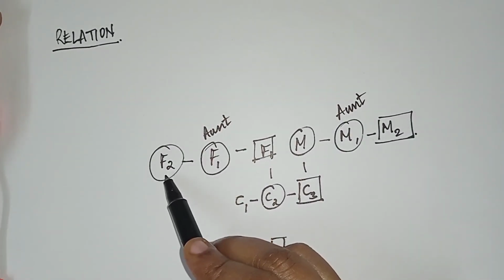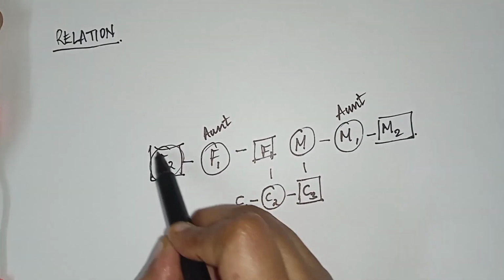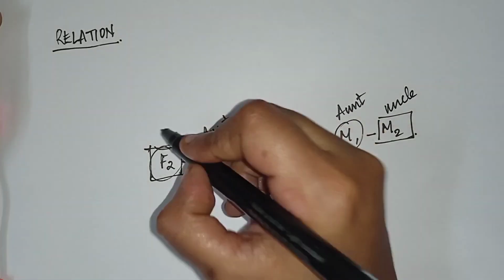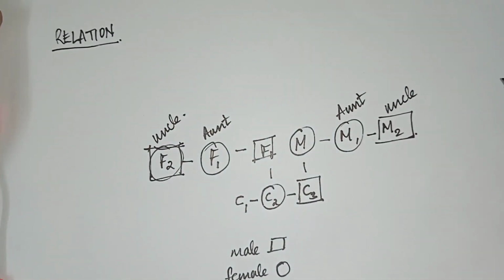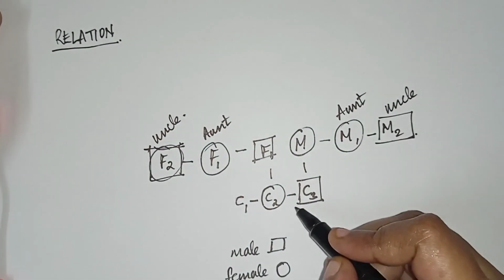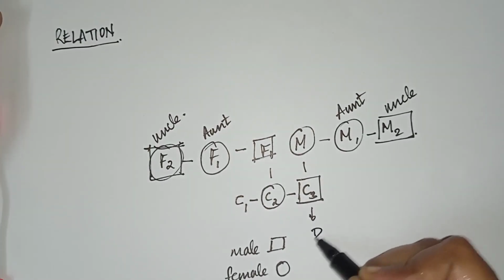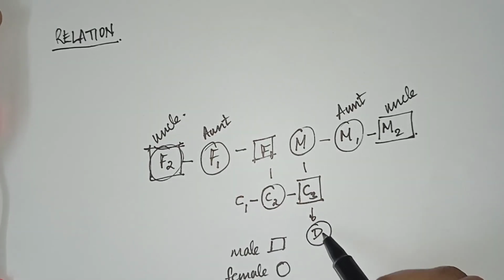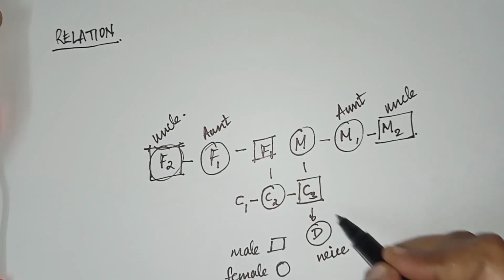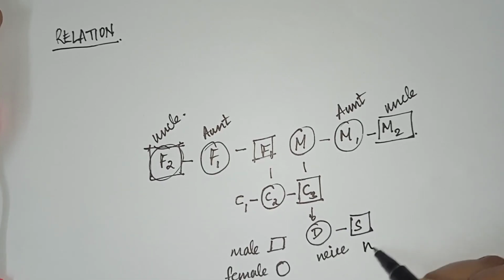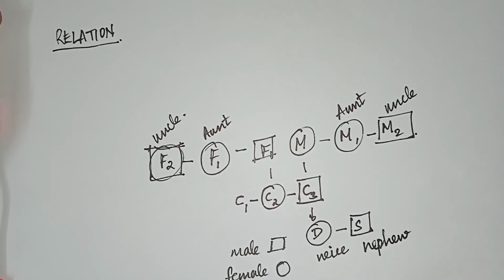And be it F2, I was saying it as brother, right? F2 or M2, it would be your uncle. And in case your brother has a daughter, she would be niece to C1. And if your brother has a son, he would be your nephew. So this is the maximum relation they ask for.